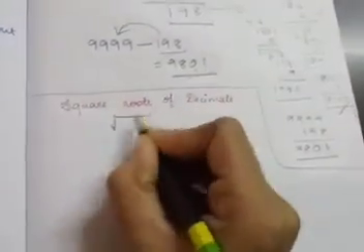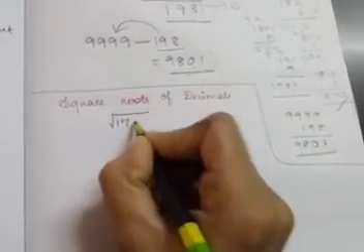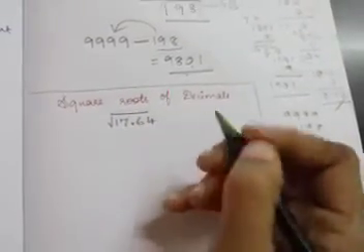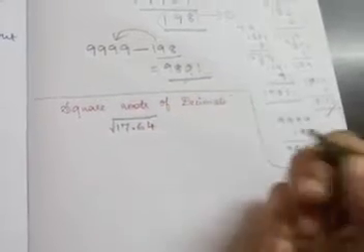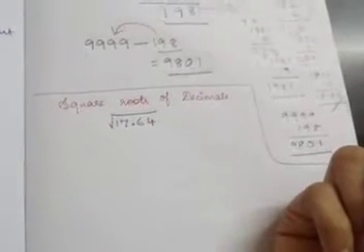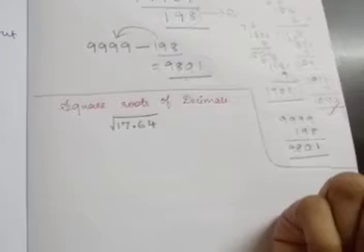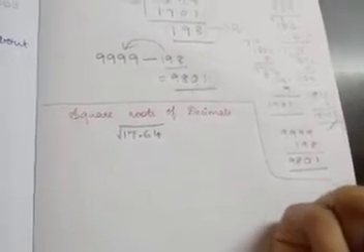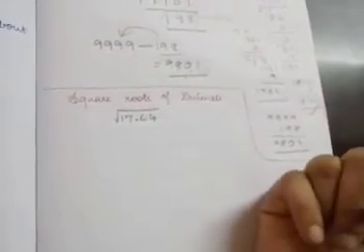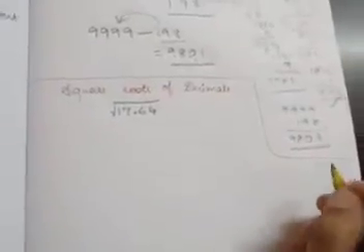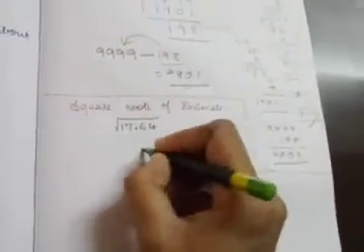They have given a number, find the square root of 17.64. Yes, they have given a number and we have to find the square root of 17.64. Okay. Now, what should we do? You should pair it up, right? Before going to the long division method, what do you have to do? You have to pair it up.